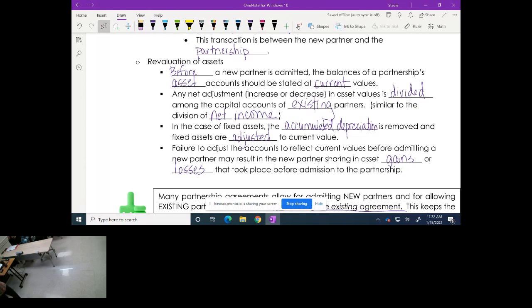So if there's an adjustment needed, like maybe your land has appreciated in value, so you have to increase your land, you're going to split that adjustment between the partners, just like you did the net income. If you have fixed assets on the books, and they tell you your building is 500 and your accumulated depreciation is 50, take the accumulated depreciation off and make your building account equal to whatever current value is. I'll show you in a minute, it'll make more sense.